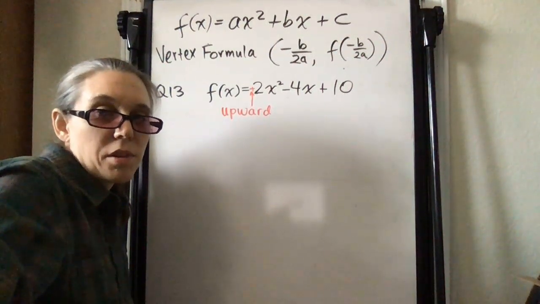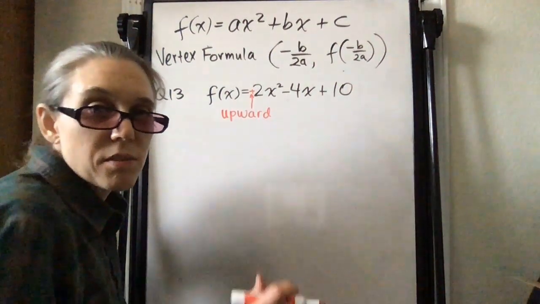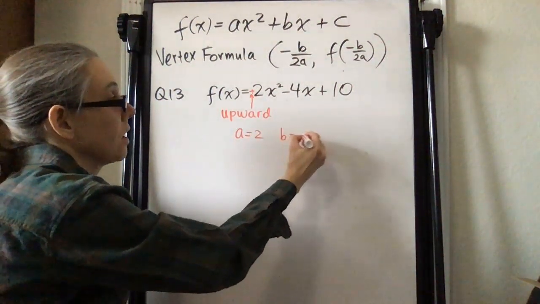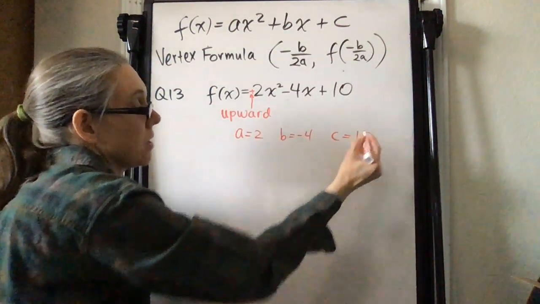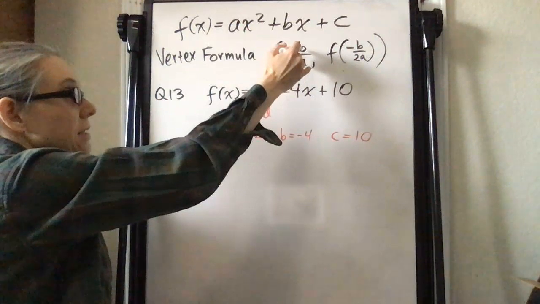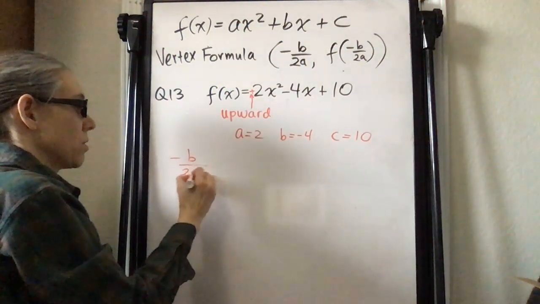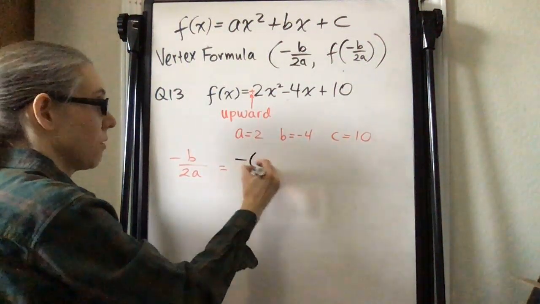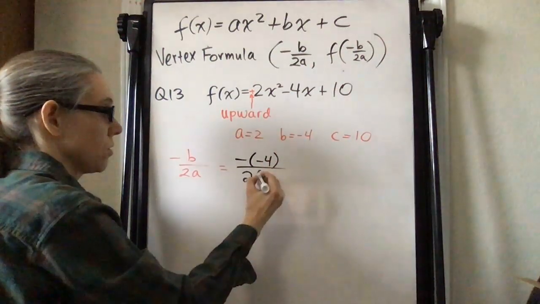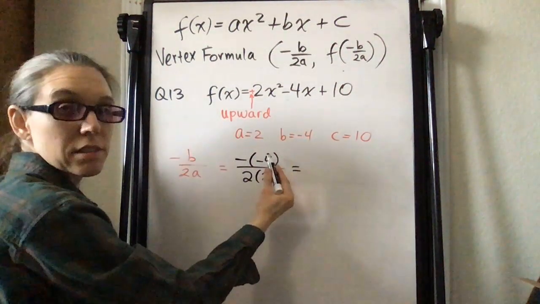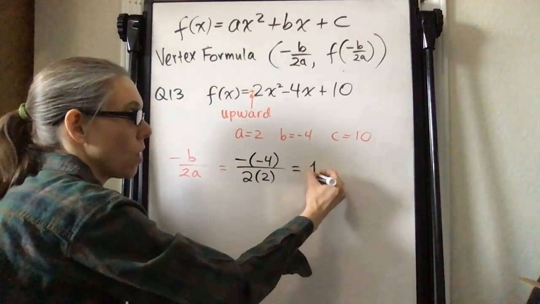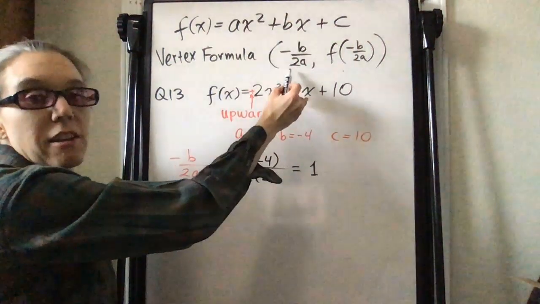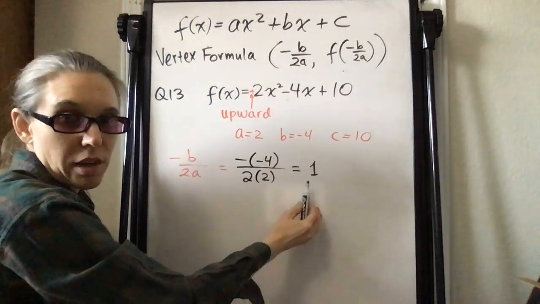Now we need to figure out what the vertex is for part B. To figure out the vertex, we need to identify A, B, and C. A is 2, B is negative 4, C is 10. So the vertex formula has us take negative b over 2a, which is negative negative 4 over 2 times 2. That's a positive 4 divided by a positive 4, which is 1. Now that is the x-coordinate of the vertex, right? So negative b over 2a gives us the x-coordinate of the vertex.